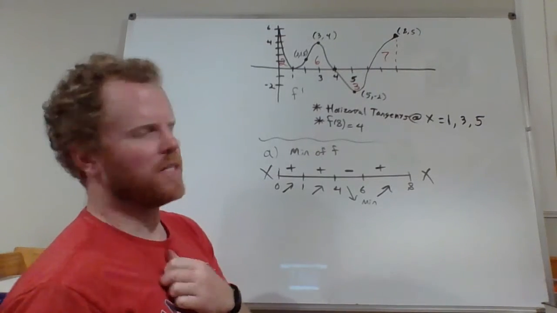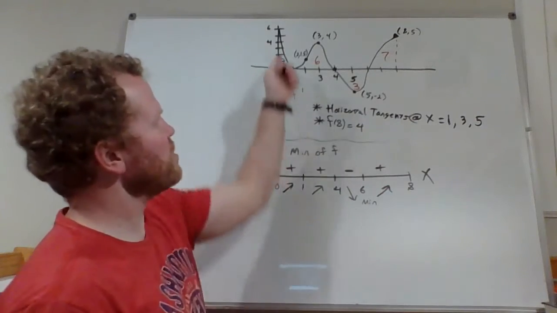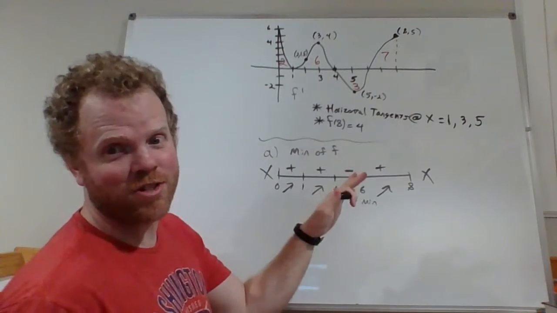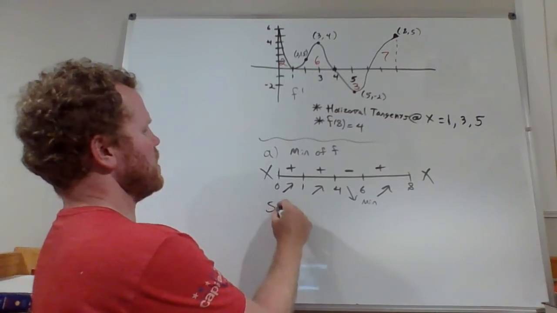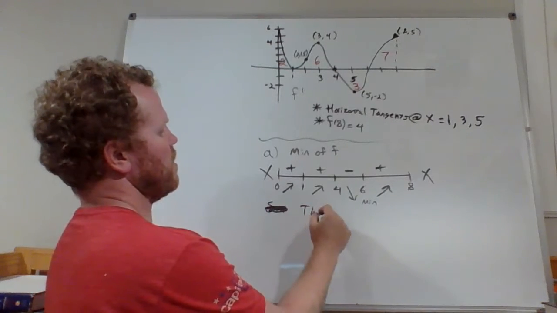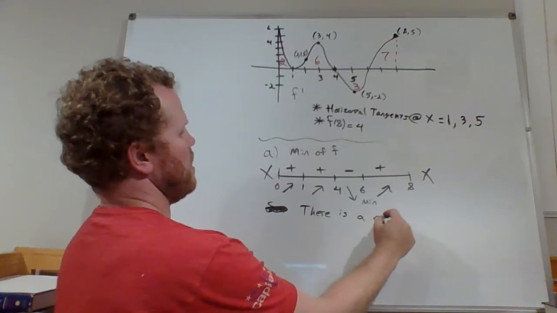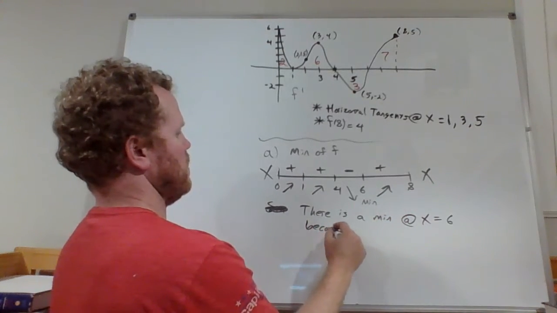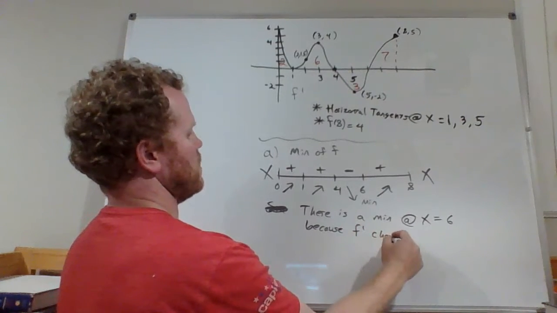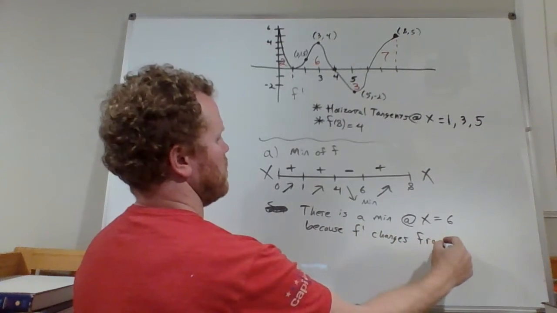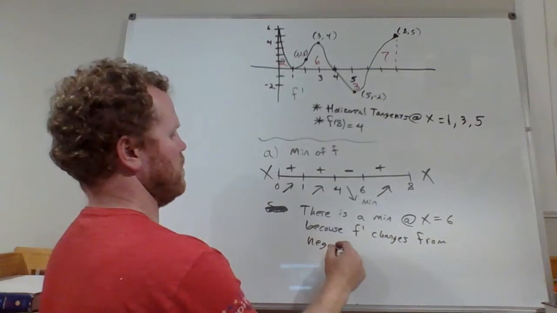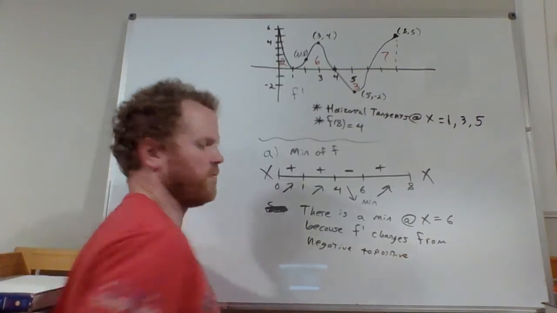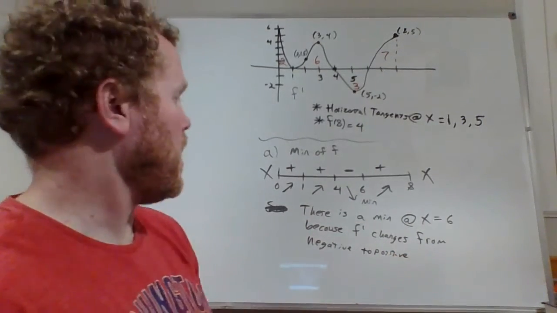The annoying part about the AP is this sign chart is not good enough. And also, if you're just looking at it from the graph, you can see when f prime is changing from positive to negative or negative to positive. So that is your sign chart. But they need you to say something like, there is a min at x equals 6 because f prime changes from negative to positive. Done. That's part A. It's finished.